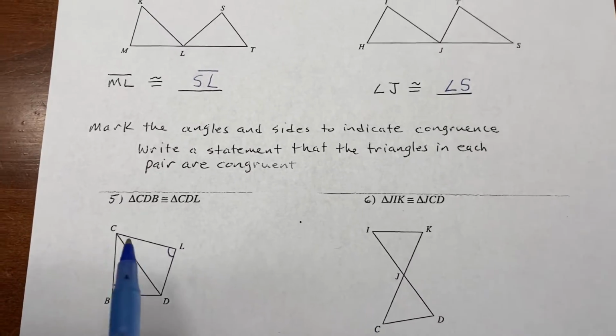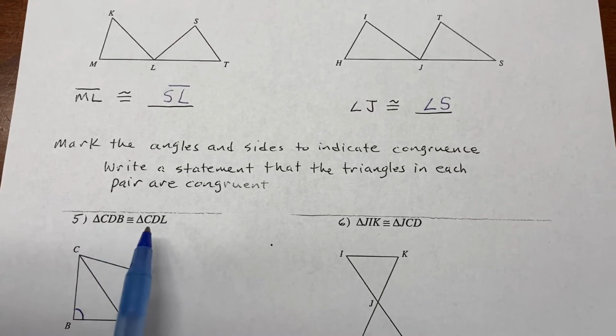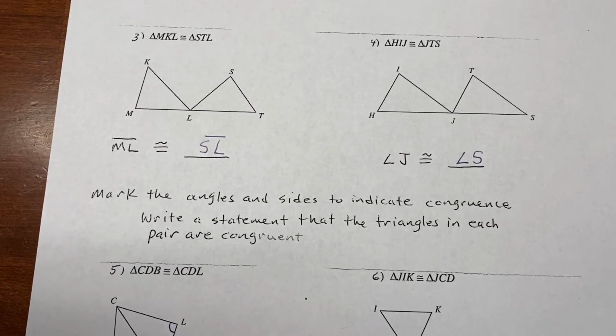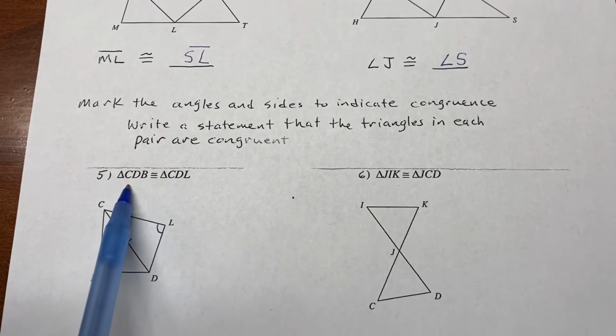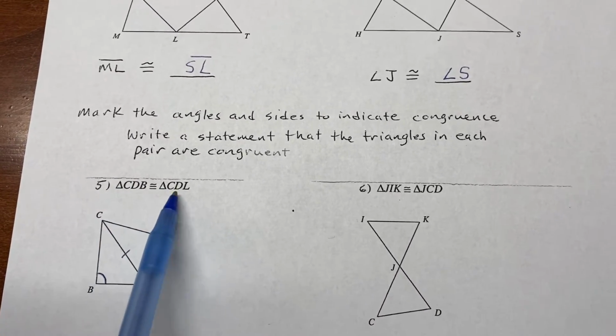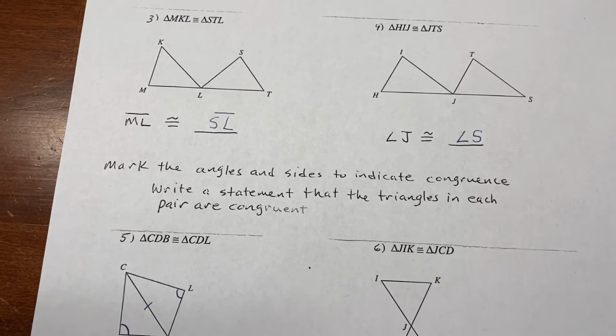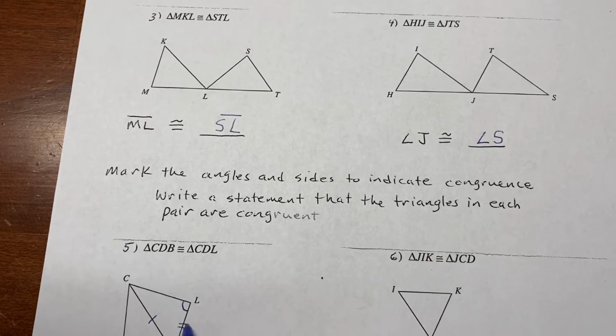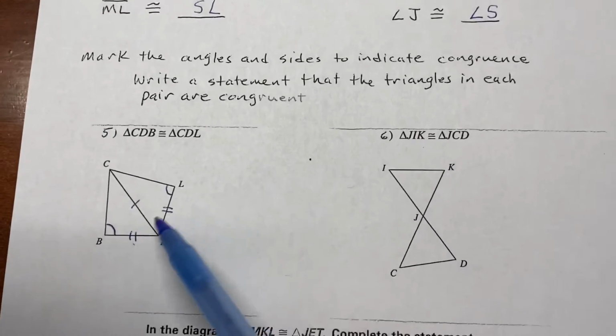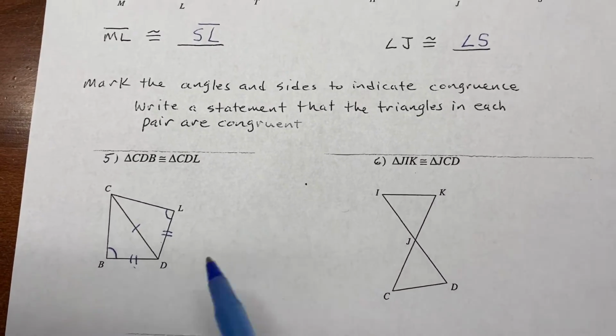Now for the sides, CD, CD, that's just that side. I'll put one little mark there. Now let's go second letter, third letter, DB, DL. They are the same length. DB, I'll put two marks in, DL, two marks. See, that means they are congruent. They each have two marks.